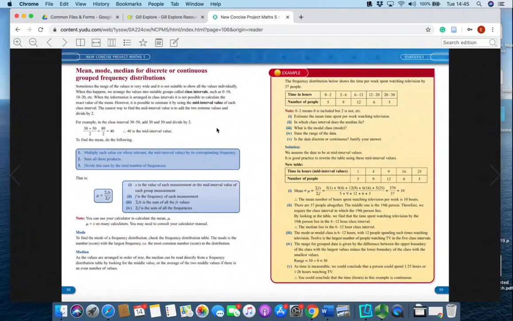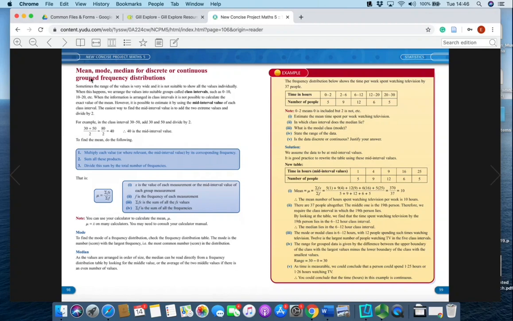So that's all fine and well, but how do we get the mean, the mode, the median for discrete or continuous grouped frequency distributions? What do I mean by discrete and continuous grouped frequency distributions? If you look at the example here, this table up here is what we call continuous grouped data. 0 to 2, so it can be any value between 0 and 2. We have 5 people. 2 to 6, we have 9 people, and so on. This table here, where we have specific values for time, is called discrete data.